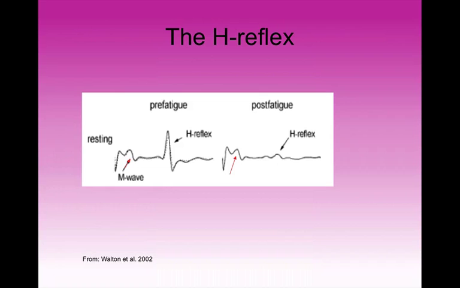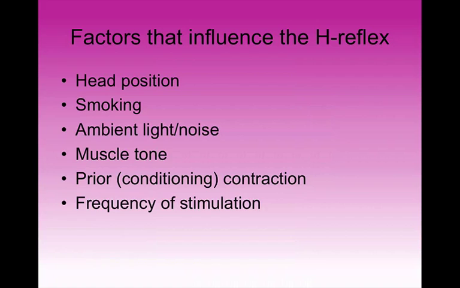The H reflex is a very, very labile thing. What I mean by that is it can be affected by ambient light. It can be affected by head position, smoking, noise, all these sorts of things. This is interesting because, again, this is an electrically evoked tendon tap. We've taken out the influence of muscle spindles. So in other words, we've taken out the influence of gamma gain, if you will, from that monosynaptic reflex, and even still, that reflex can be affected by these things.